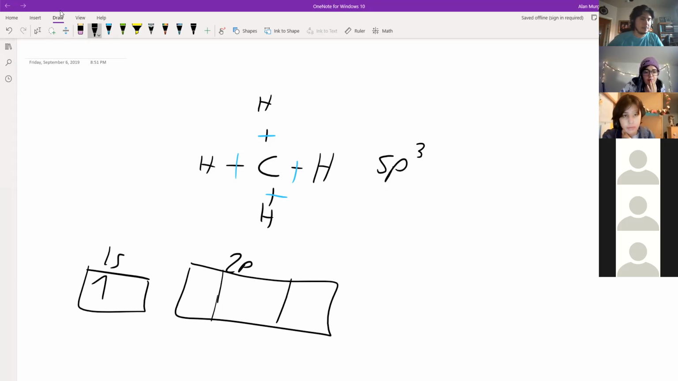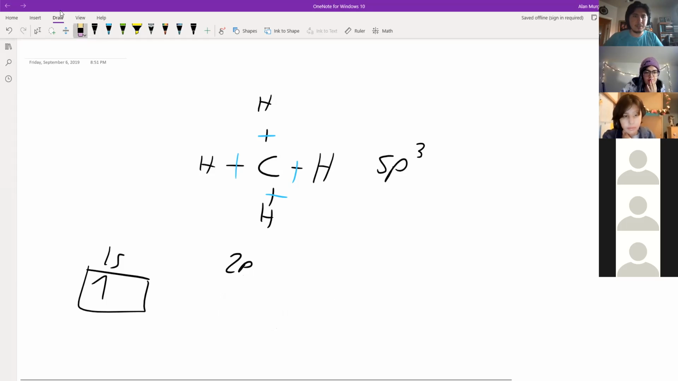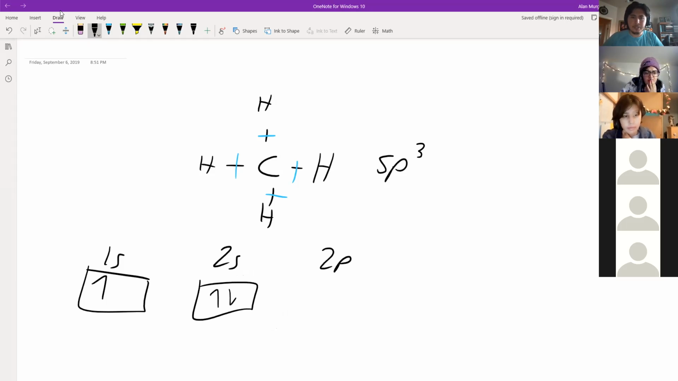This is 2, right? So actually, let me put the s, because technically it has 4 valence electrons. So let me do this. Carbon has the 2s filled up, and then 2 in the 2p.